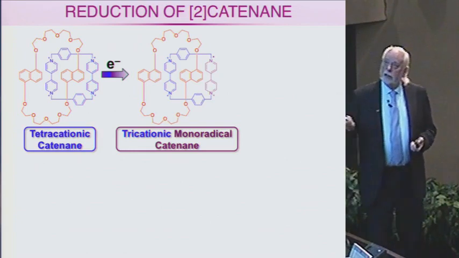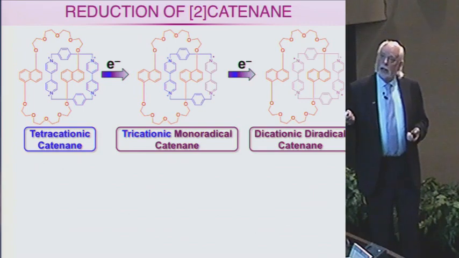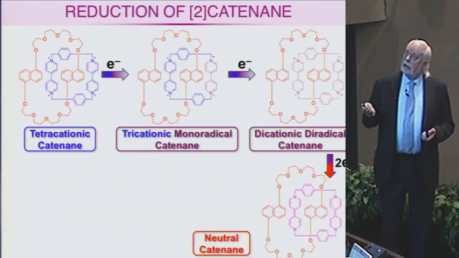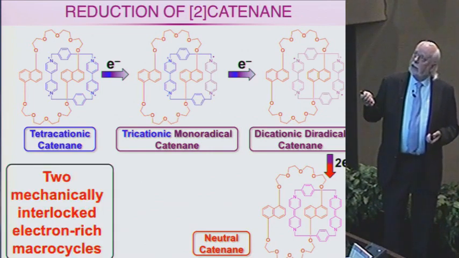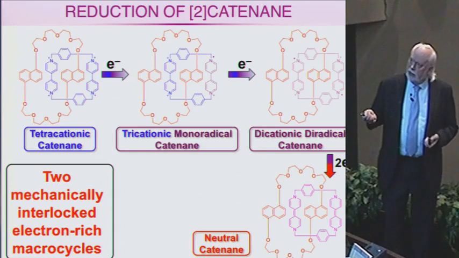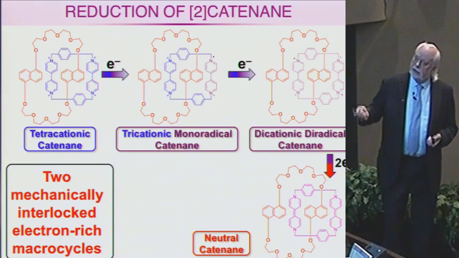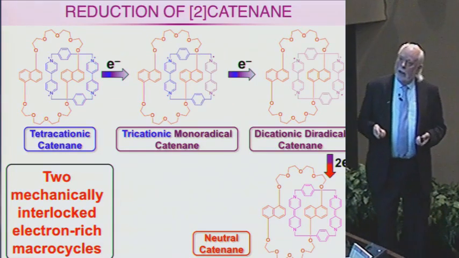Recently, a crystal structure of this monoradical trication and the dicationic diradical, I think, didn't yield a crystal structure. We'll see in a minute. And this one certainly did, the neutral catenane.